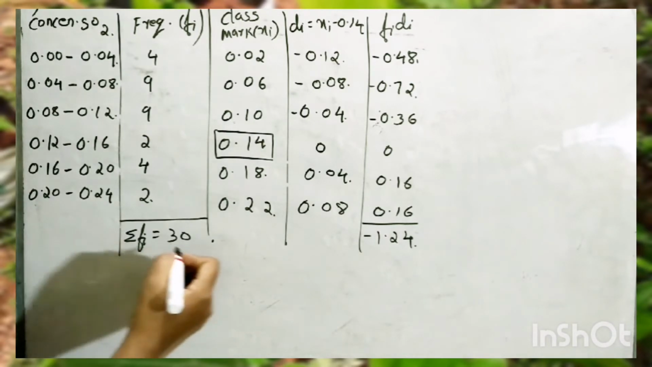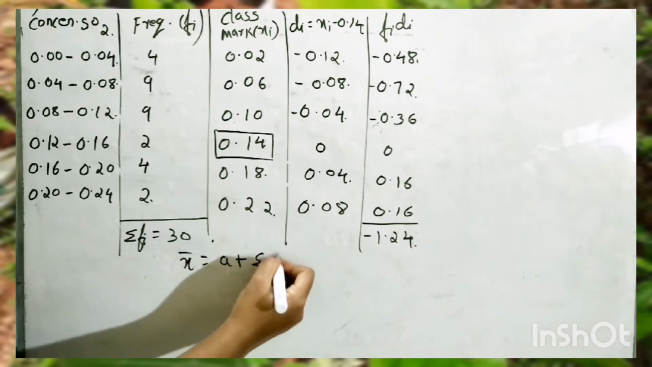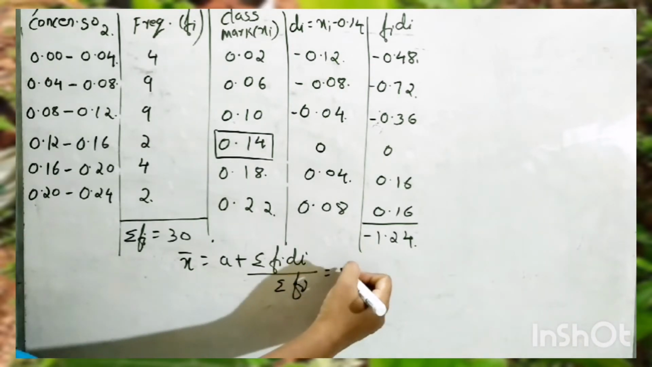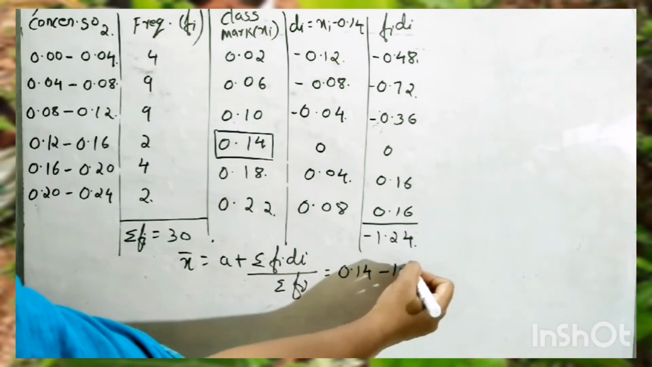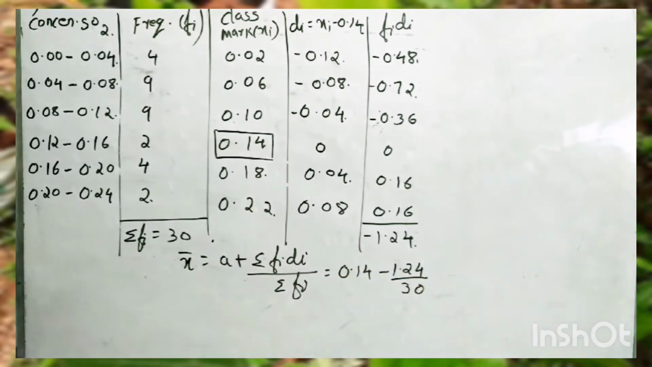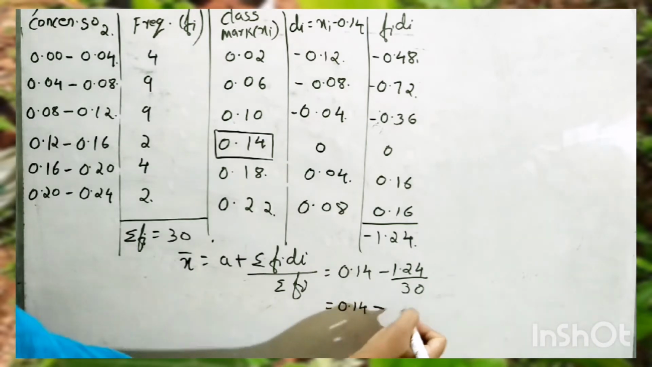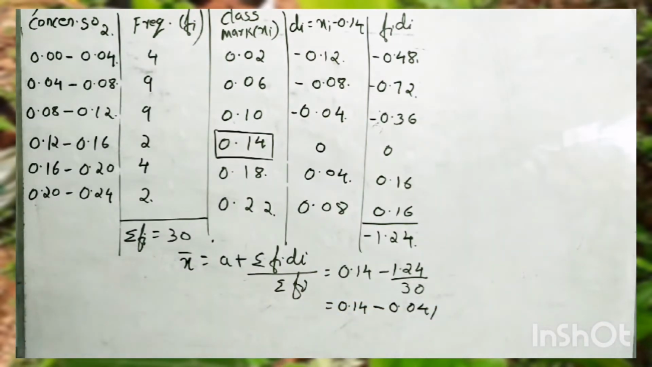So x bar is equal to a plus summation fi di divided by summation fi, and this is equal to 0.14 minus 1.24 divided by 30, which is equal to 0.14 minus 0.041, equal to 0.099. That is the mean concentration of SO2.